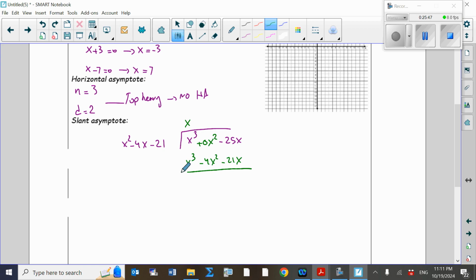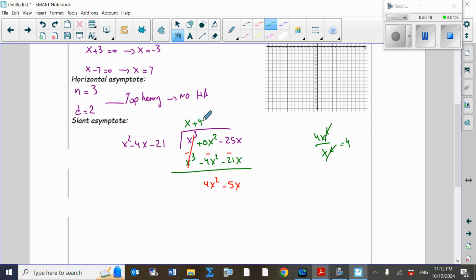Okay. Now you're going to subtract: x to the 3 minus x to the 3, they cancel. 0x squared minus negative 4x squared will be positive 4x squared. Negative 25x minus negative 21x will be negative 5x. Now divide 4x squared by x squared. It's equal to 4. See, 4x squared divided by x squared, these cancel and it's equal to 4.